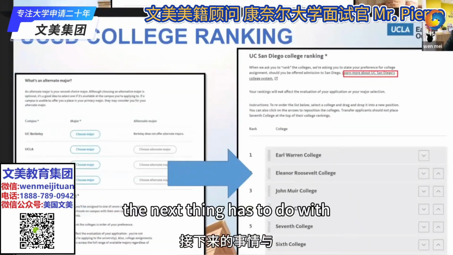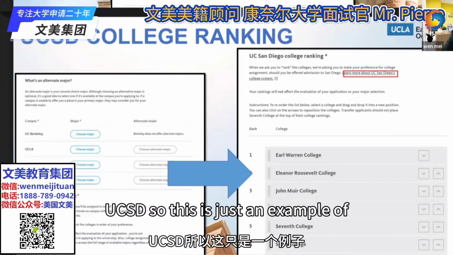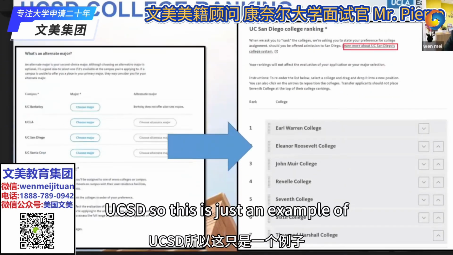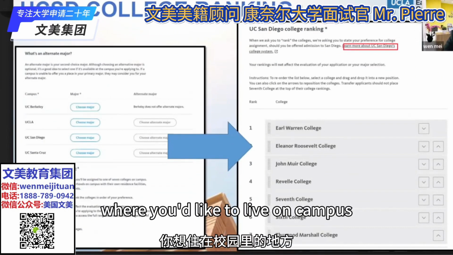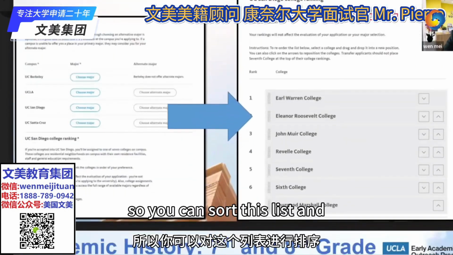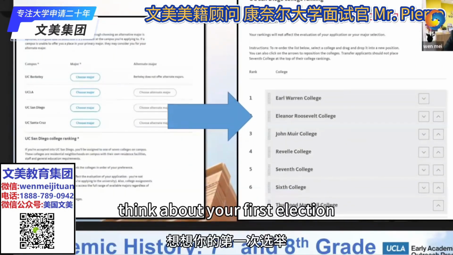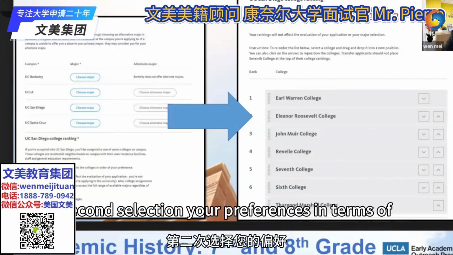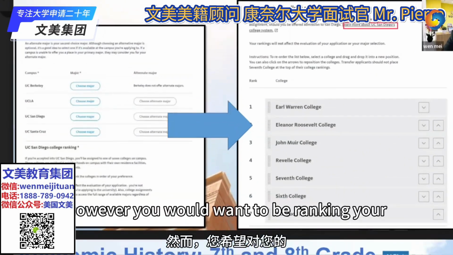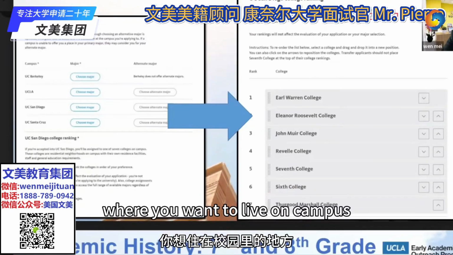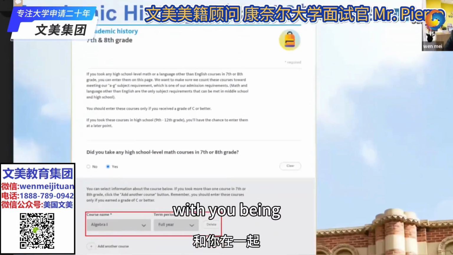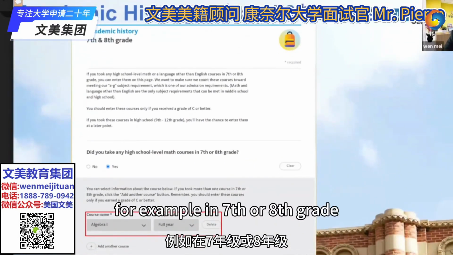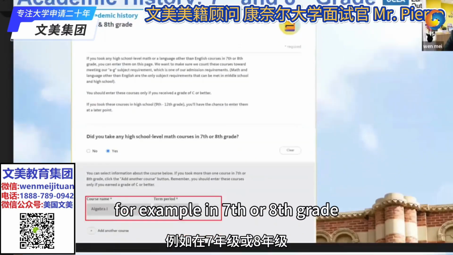The next thing has to do with UCSD. This is just an example of you showing your preferences in terms of where you'd like to live on campus. So you can sort this list and think about your first selection, second selection, your preferences in terms of how you would want to be ranking where you want to live on campus. From there, you transition into academic history, with you being able to indicate if you took any math courses, for example, in 7th or 8th grade.